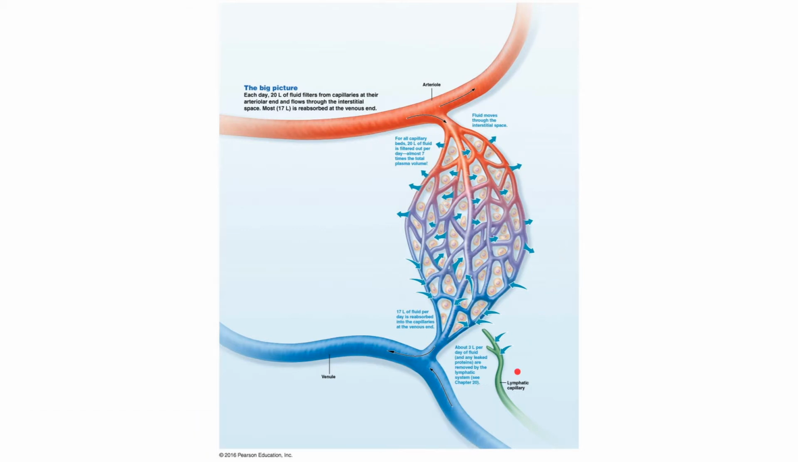Its job is to collect all that plasma that leaks out, and then it returns it to the heart so it keeps our blood volume constant. And our immune system lives inside our lymphatic system. So while it's getting returned to the heart, it also gets cleansed and filtered.